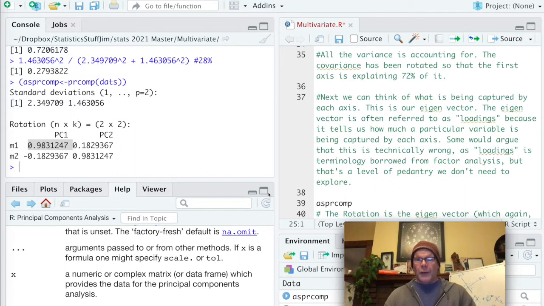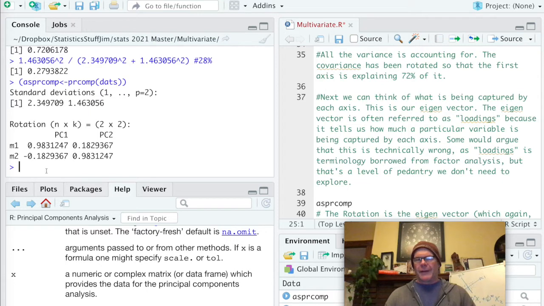I'll also mention that this eigenvector here is also referred to as loadings. Without going into some kind of pedantic argument, technically they're not loadings. They are the eigenvector. Loadings is a term borrowed from something somewhat similar to this called factor analysis, where they actually are loadings.